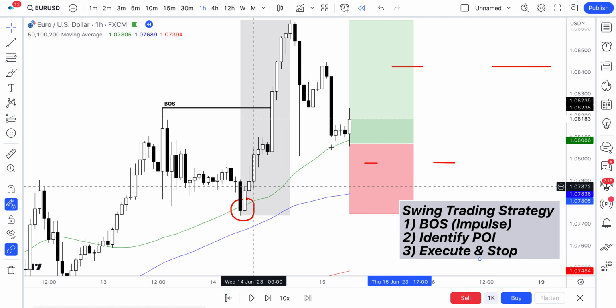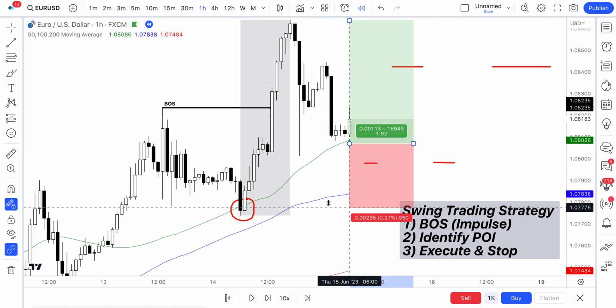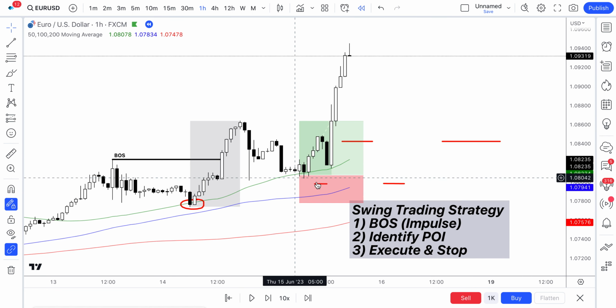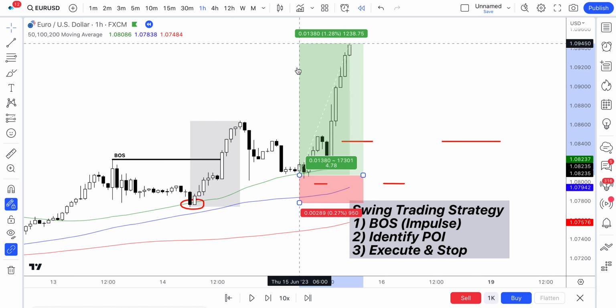That was just below the 50. So that's where we're going to be looking at executing this time, and then managing that trade with our stop loss here. So we can risk 1 to 2% on this trade, and then we're going to allow this to play out there. We triggered in, and see price came down a little bit more, and then ultimately strongly pushed to the upside.